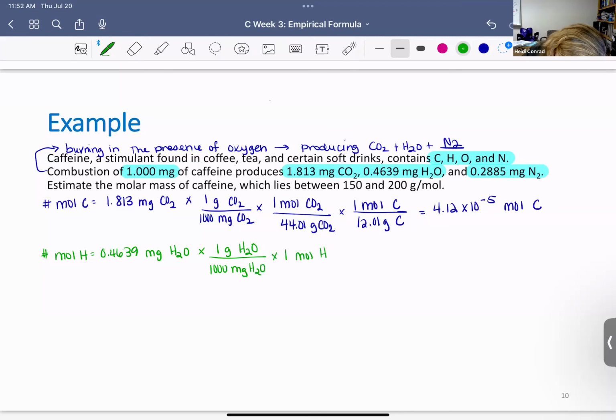I know 1 mole of water weighs 18.02 grams. And I know there's 2 moles of hydrogen for every 1 mole of water. Calculate that through, and I get 5.15 times 10 to the negative 5 moles of hydrogen.